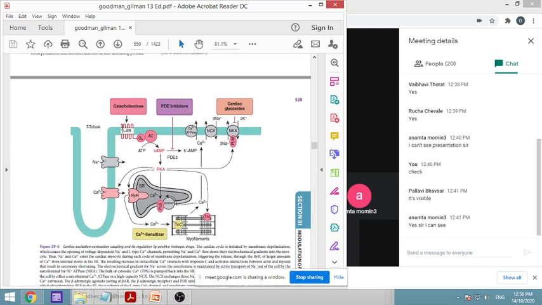This is catecholamine, we have seen, these are the catecholamines. So they are acting on the beta 1 adrenergic receptor. This is the action, so cyclic AMP is activated.